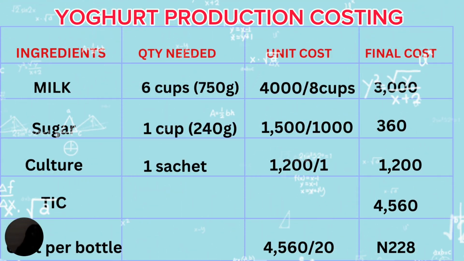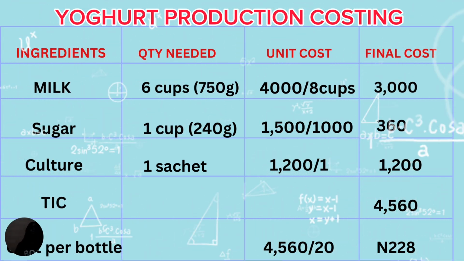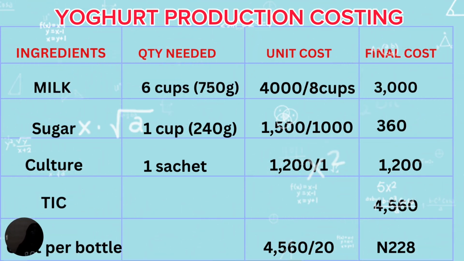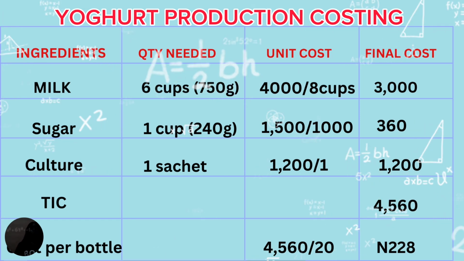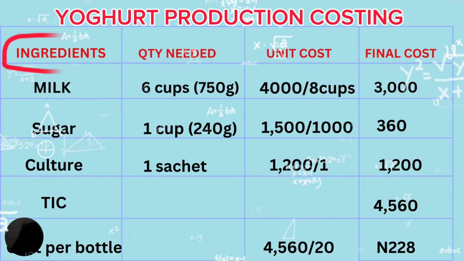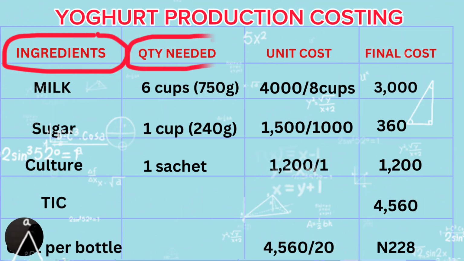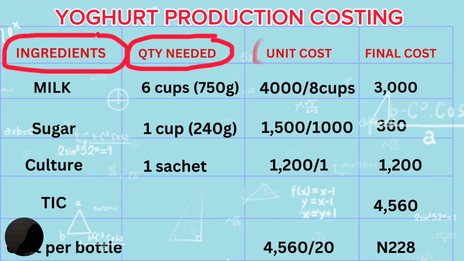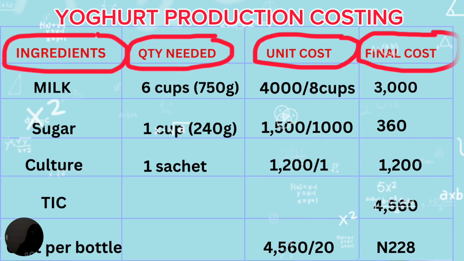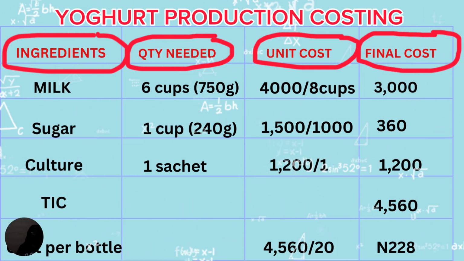This is a summary of what we have done in a tabular form, and this is what is expected of you as well. You have to put it in this tabular form when you are done with your calculation. So ingredients, you list them on one column, quantity needed, unit cost, and then the final cost. So with this you can view everything at a glance.